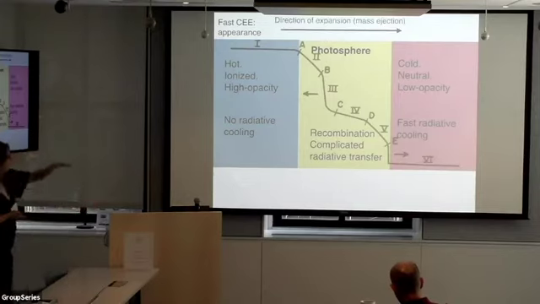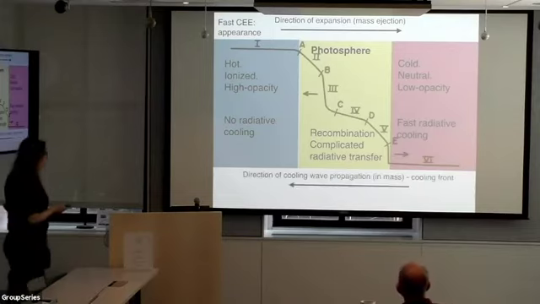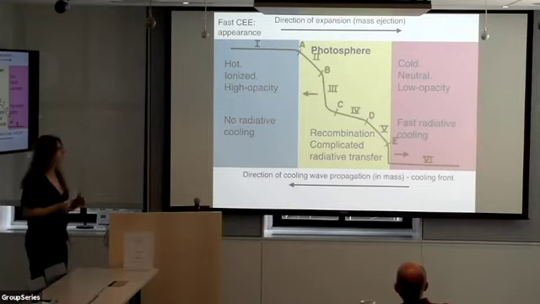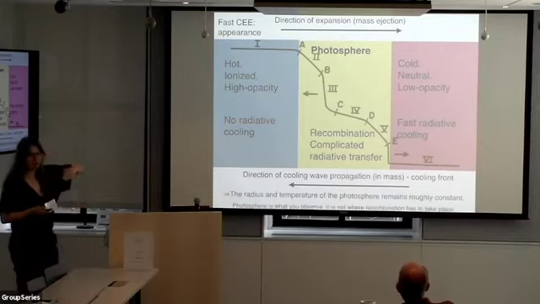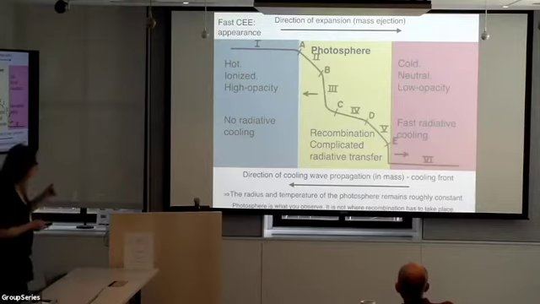So the direction of expansion is this. This is a mass ejection, but temperatures stay roughly the same here. So this is the direction of cooling wave propagation, and as a result, the front which you can observe stays roughly in the same place. This is what provides you with a plateau. So the radius and the temperature of the sphere remain roughly constant.